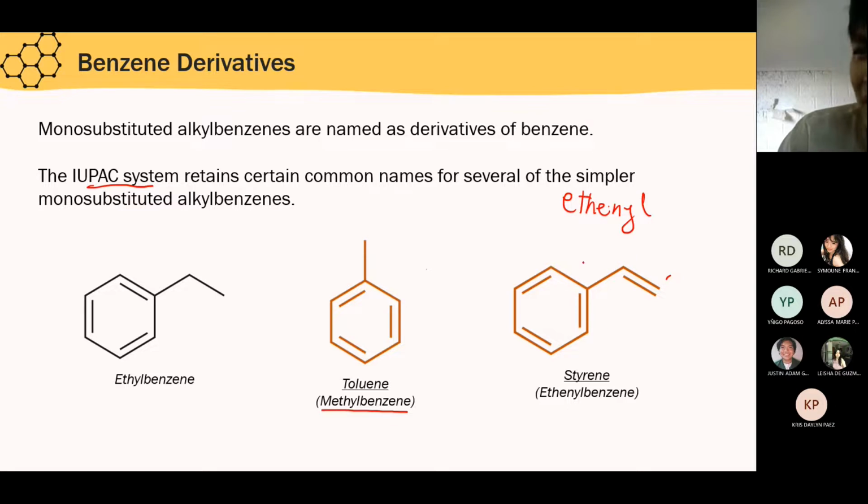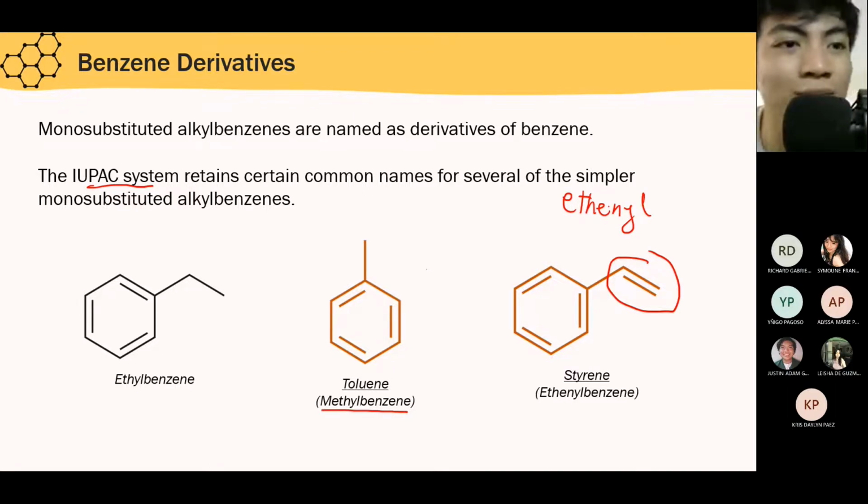Siya si ethenyl benzene. Okay? May ethenyl ka sa benzene. The common name, however, sabi ko nga, yung IUPAC name, hindi siya masyado ginagamit. Okay? Especially for benzene derivative. So, ang common name nito ay styrene.